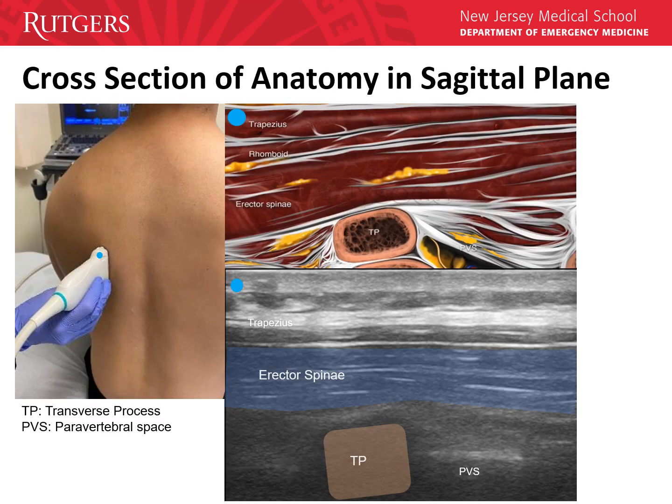The anatomy of interest in this block can be visualized under ultrasound guidance by placing the probe in the sagittal paraspinal plane. Notice the 3 muscle layers, namely the trapezius, rhomboid, and erector spinae muscle, overlying the transverse process.